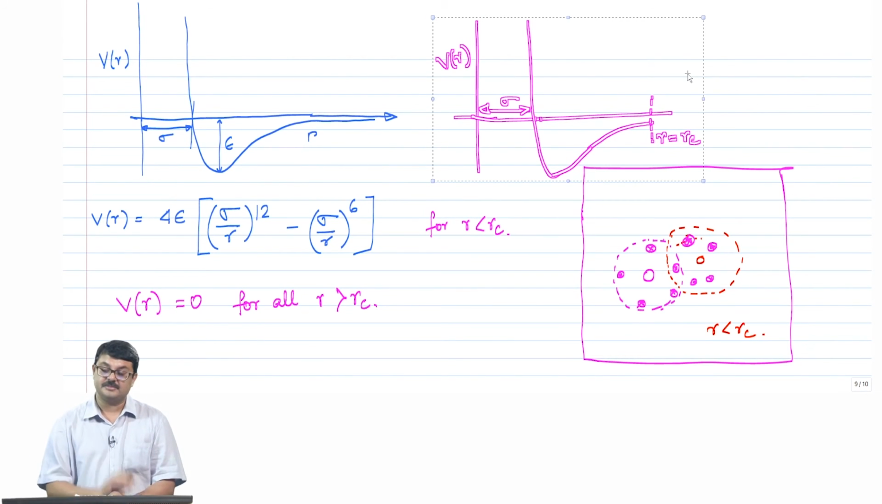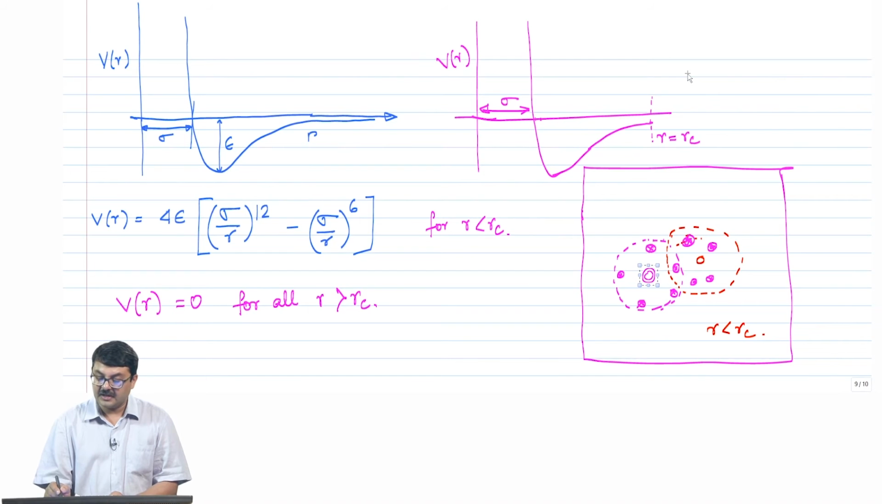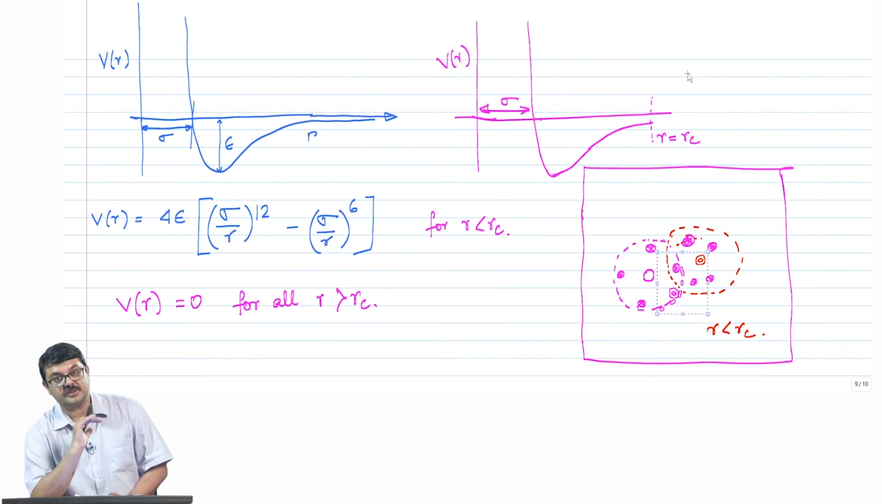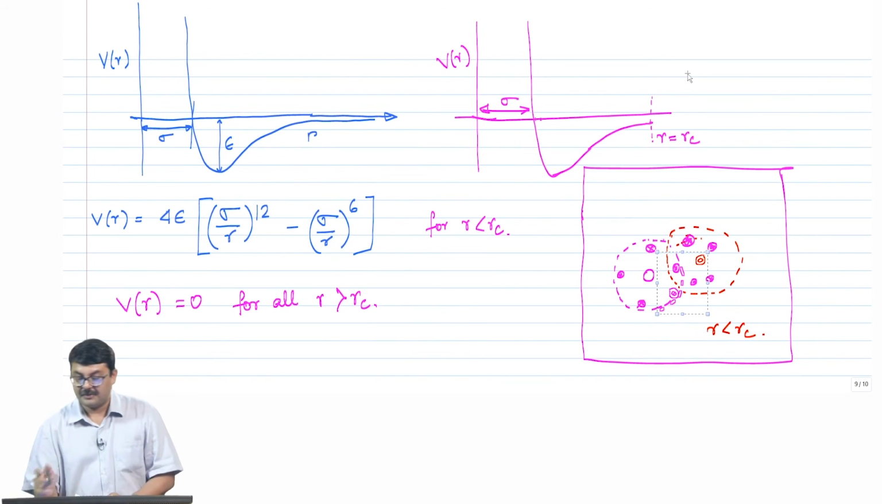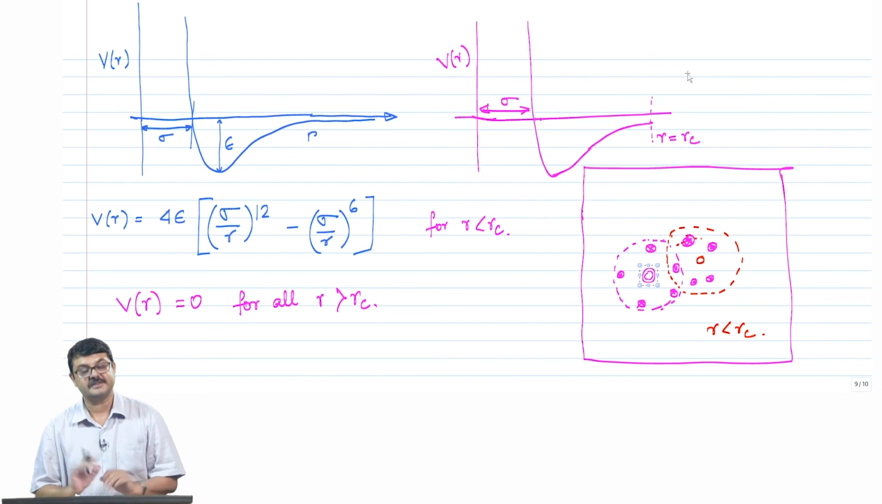So, then what happens, what does it mean? It means that suppose this is a particle in question, you want to calculate the forces, the potential of interaction between this particle and all other particles in the box. So, basically all the neighboring particles which are within a distance R c, given by this dashed line, feel some force, some interaction potential, but any particle beyond the distance R c from this particle feels a 0 force.